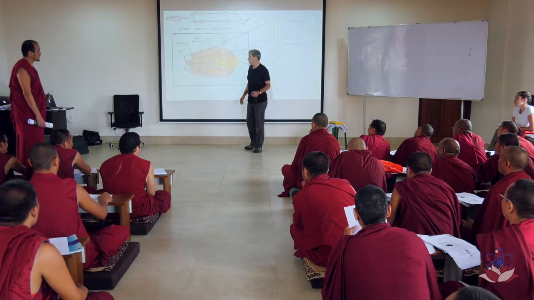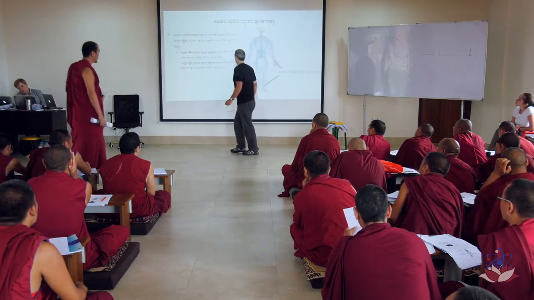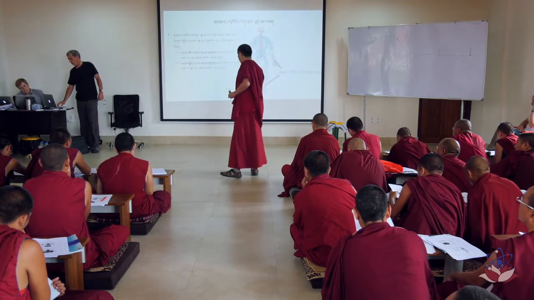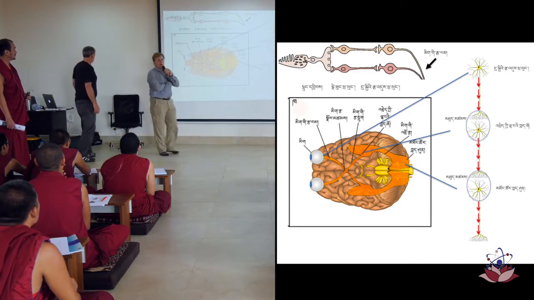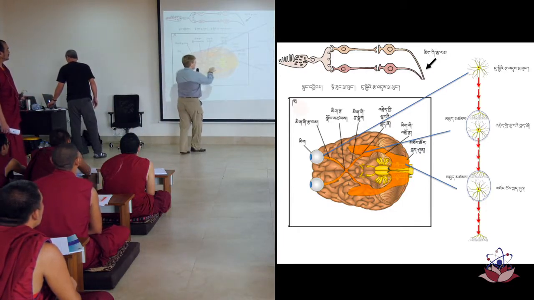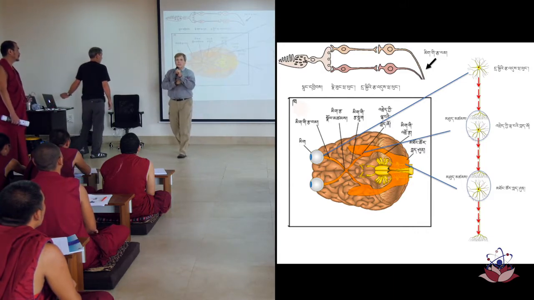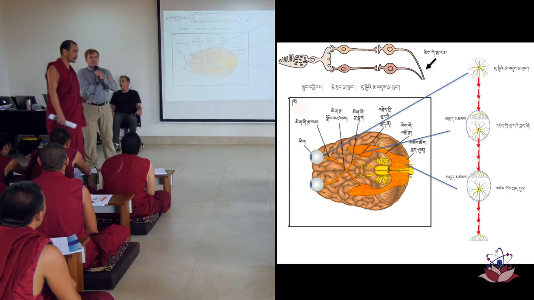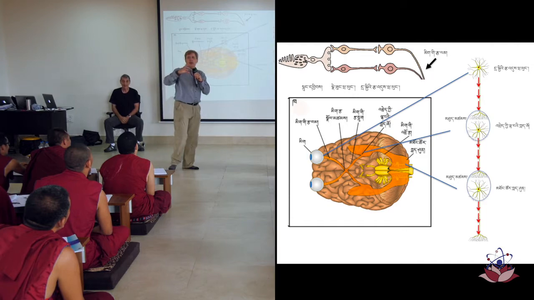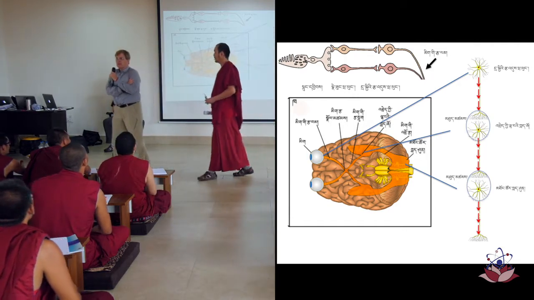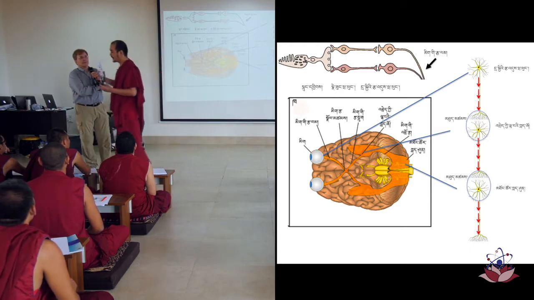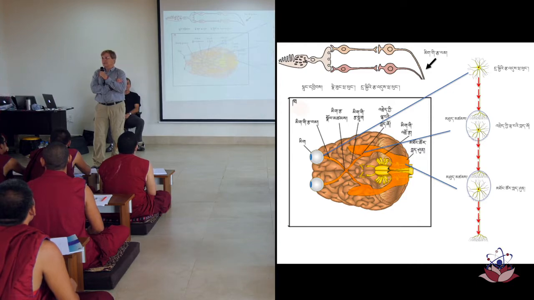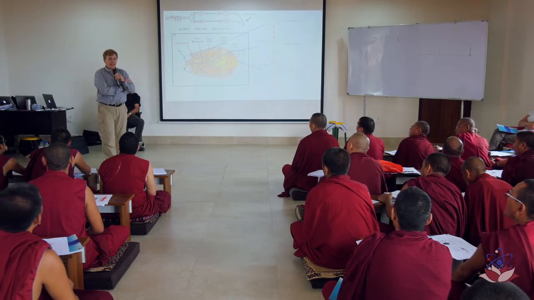Okay, who can tell me what part of this circuit allows you to see? What do you see with? Which part? Where do you have the perception? Where's the perception? Visual cortex. Okay, in the cortex.